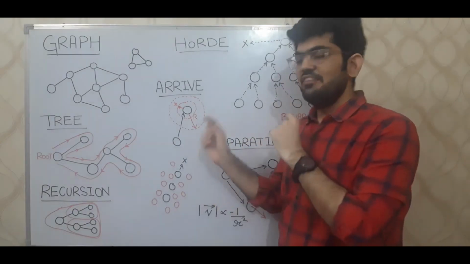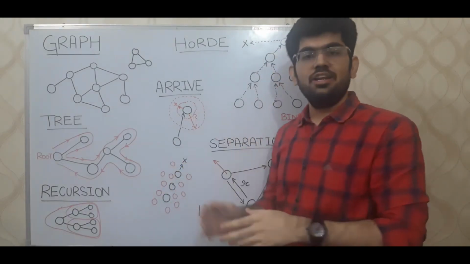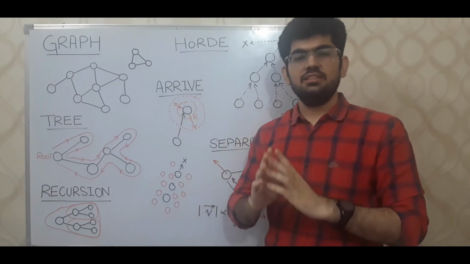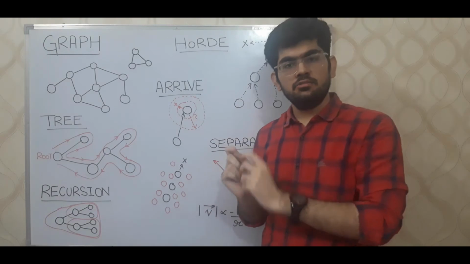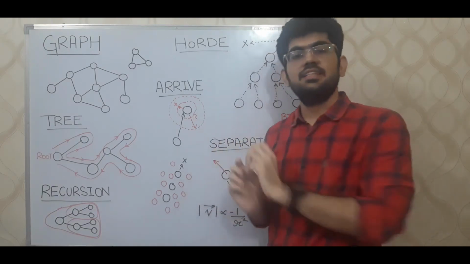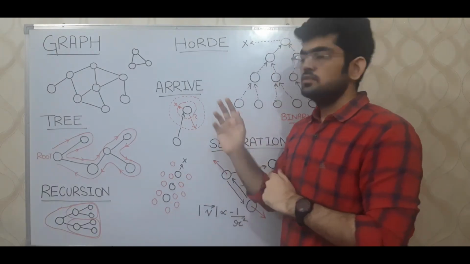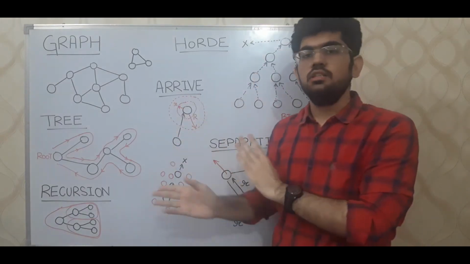And when this character node has crossed the boundary of the inner radius, then we can stop giving it any force. When it has crossed the inner radius, we are assuming that this node has reached its target. So that's how the complete arrive algorithm works.